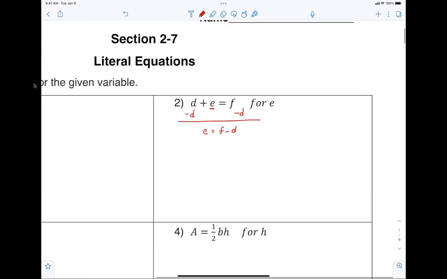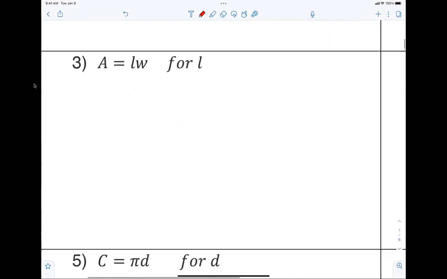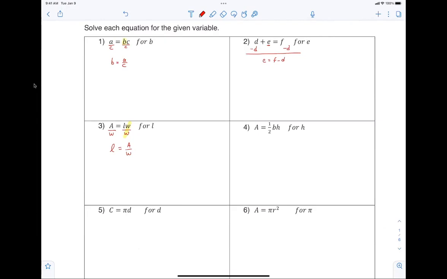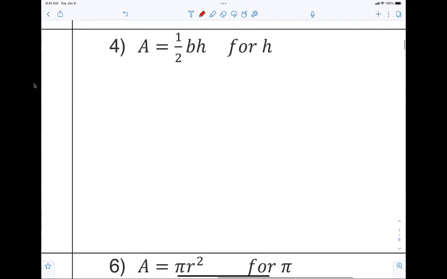Now let's take a look at number three. Some of these are very similar. Area is equal to length times width. So your length is equal to... Right. So again, you're dividing both sides by W. So the length is equal to A divided by W.